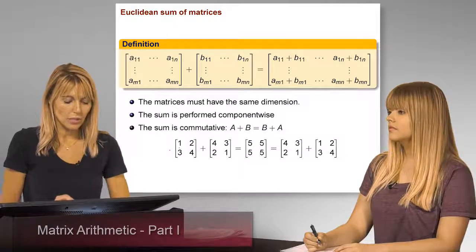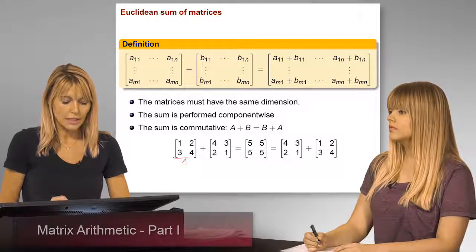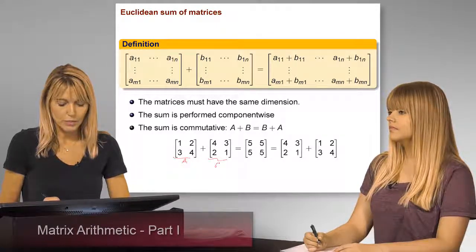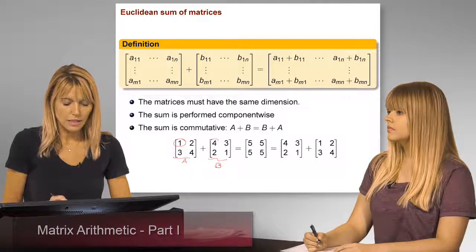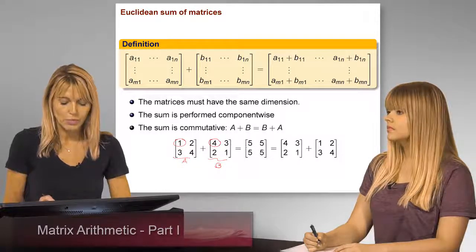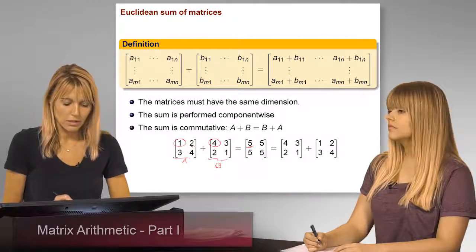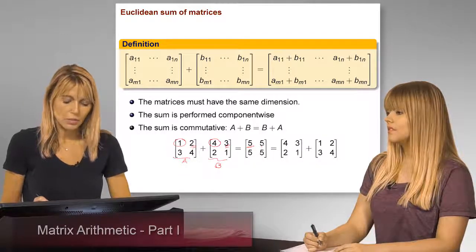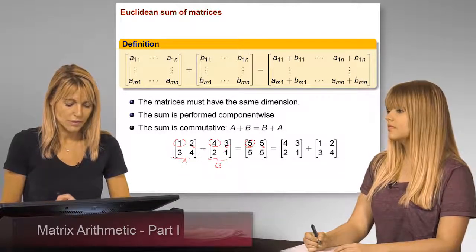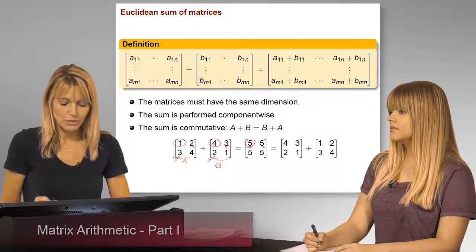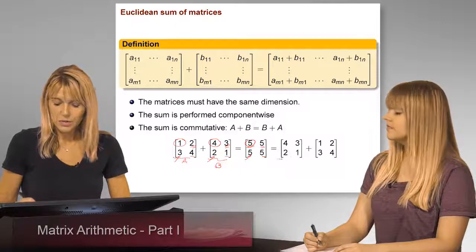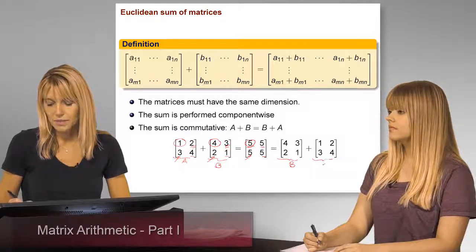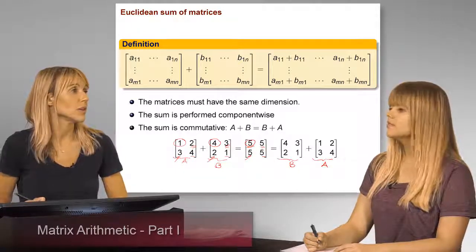Here's an easy example. So we have our matrix A here, our matrix B. And when we add components, again, we add corresponding components. So 1 plus 4, which is 5. 2 plus 3, which is also 5. And 3 plus 2, 5. And 4 plus 1, 5. And of course, if we do B plus A, we get exactly the same thing, OK?